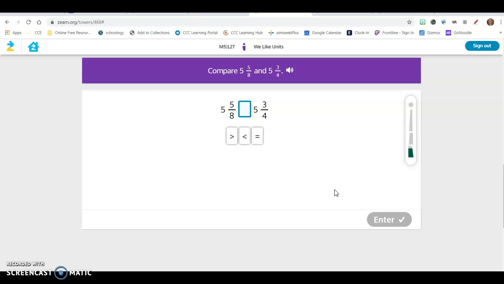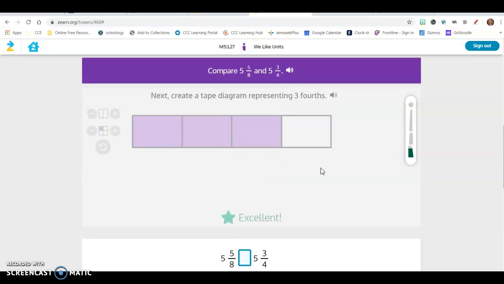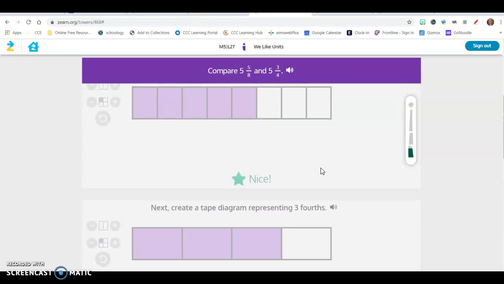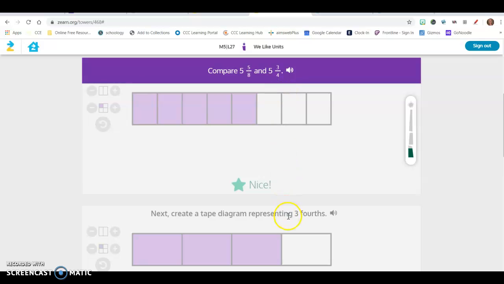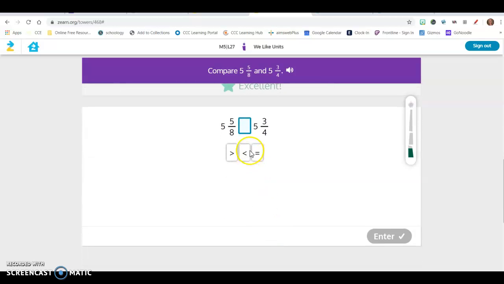Okay, so now comparing 5/8 and 3/4, which one had more filled in? If you don't remember, you can scroll back up here and look at both your fractions. If you look at them kind of right next to each other, 3/4 has a little bit more shaded in than 5/8, so 3/4 is going to be greater. Remember, it always eats the bigger one.